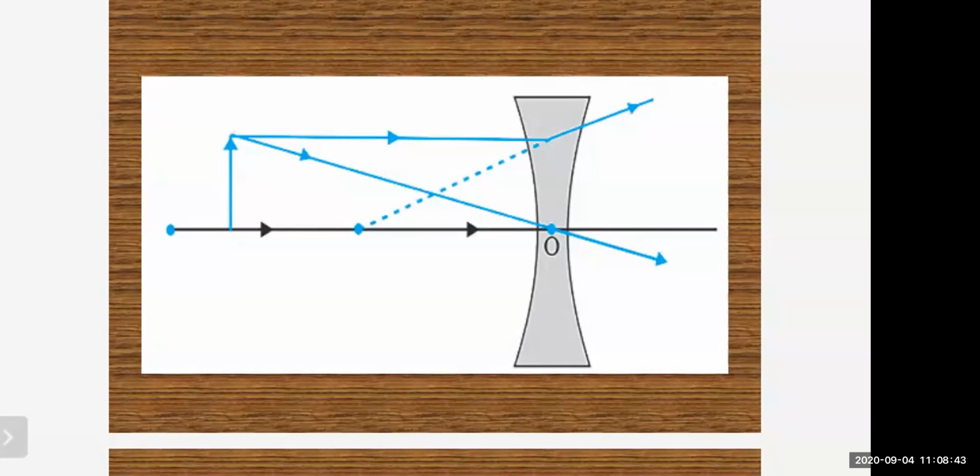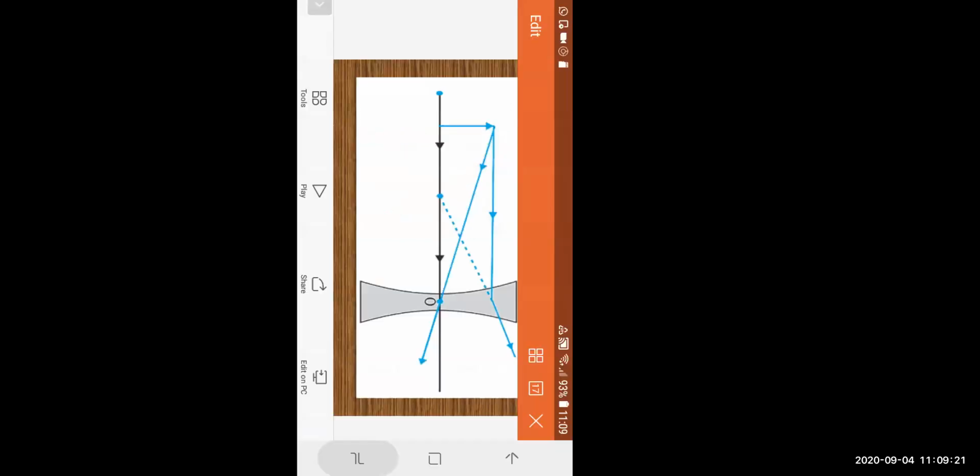Again, the first rule: the incident ray should be parallel to what, students? The principal axis. If it is parallel, the refracted ray, if extended backwards, should pass through the principal focus. The second rule is that when the incident ray is directed towards the principal focus, the refracted ray is parallel to the principal axis. So this way we have to learn the three rules for obtaining images formed by convex and concave lenses.